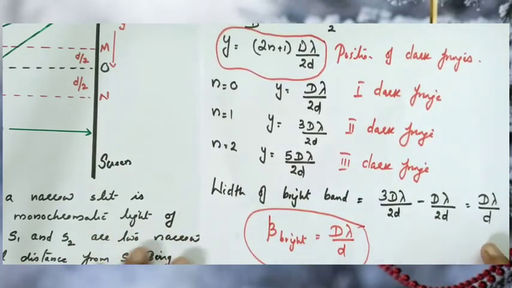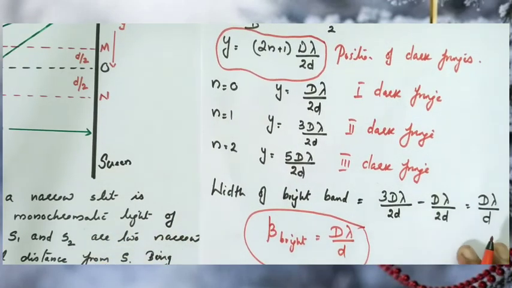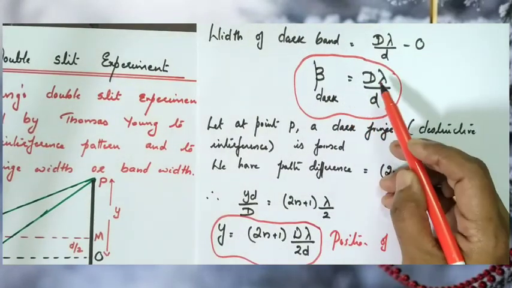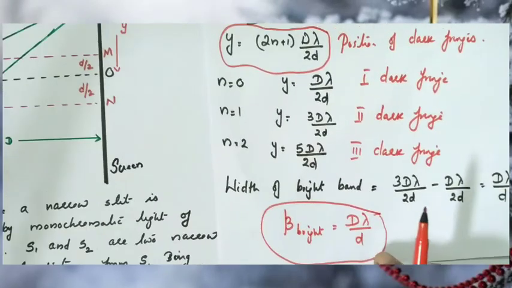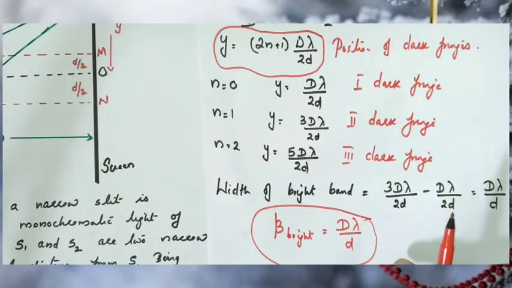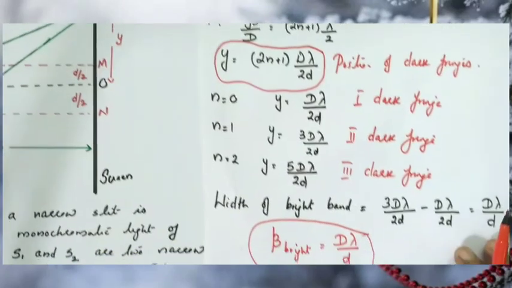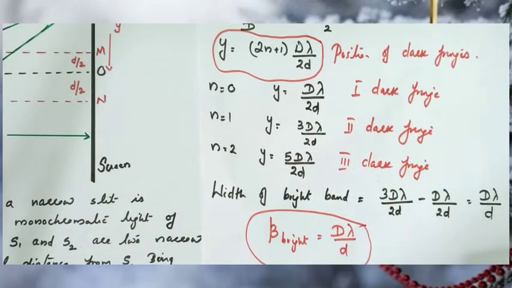Clear, children? So the width of the bright band is also D lambda by d. In the first case we got beta dark equal to D lambda by d. So the fringe widths of the dark band and bright band are the same, that is D lambda by d. Okay, so using this Young's double slit experiment, we can observe the interference pattern and also find the fringe width. Okay, children?